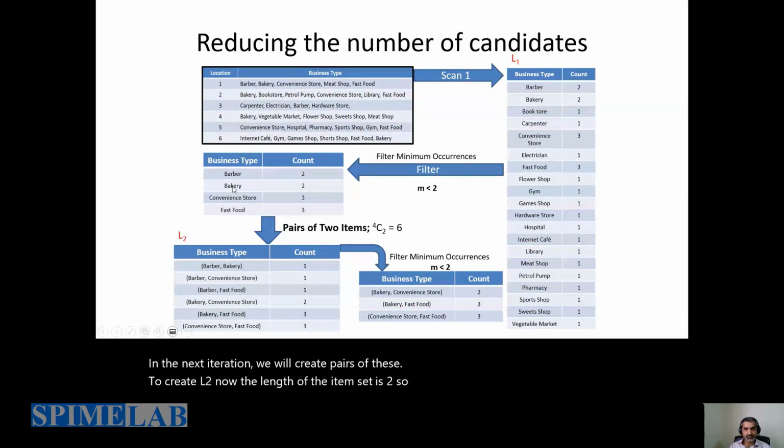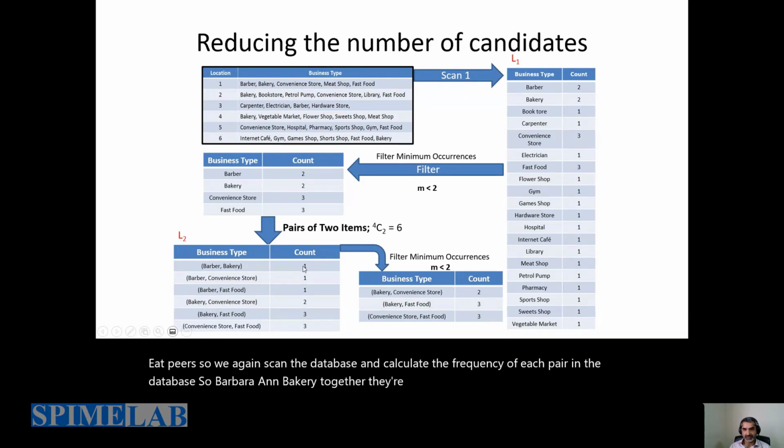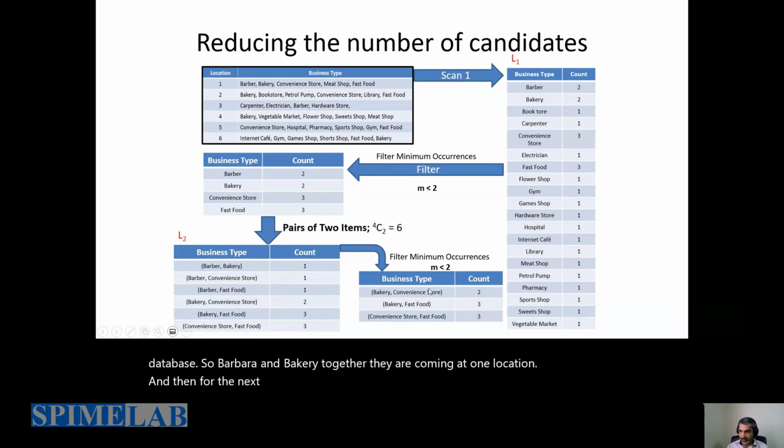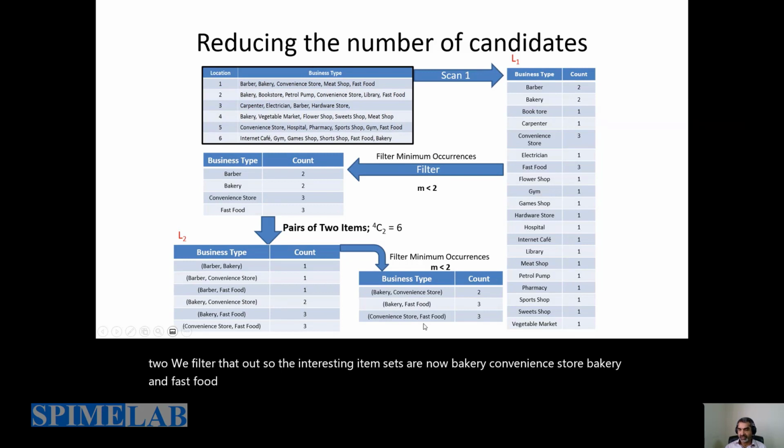So we create pairs. For 4 items, there will be 8 pairs. So we again scan the database and calculate the frequency of each pair in the database. So barber and bakery together, they are coming at 1 location. And then for the next iteration, for the filtration step, we see which one of these is less than 2. We filter that out. So the interesting item sets are now bakery, convenience store, bakery and fast food, convenience and fast food, based on their frequency.